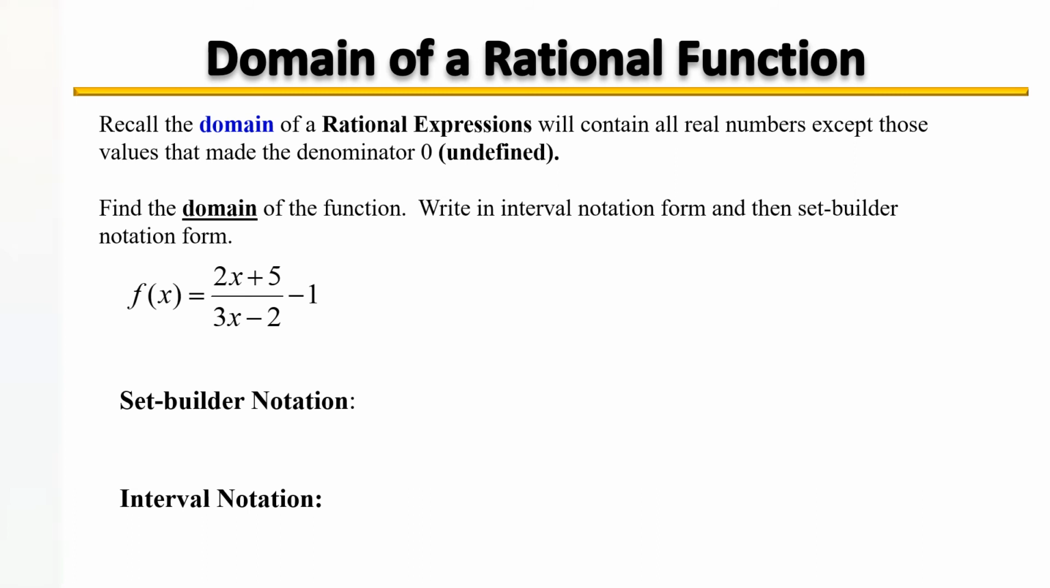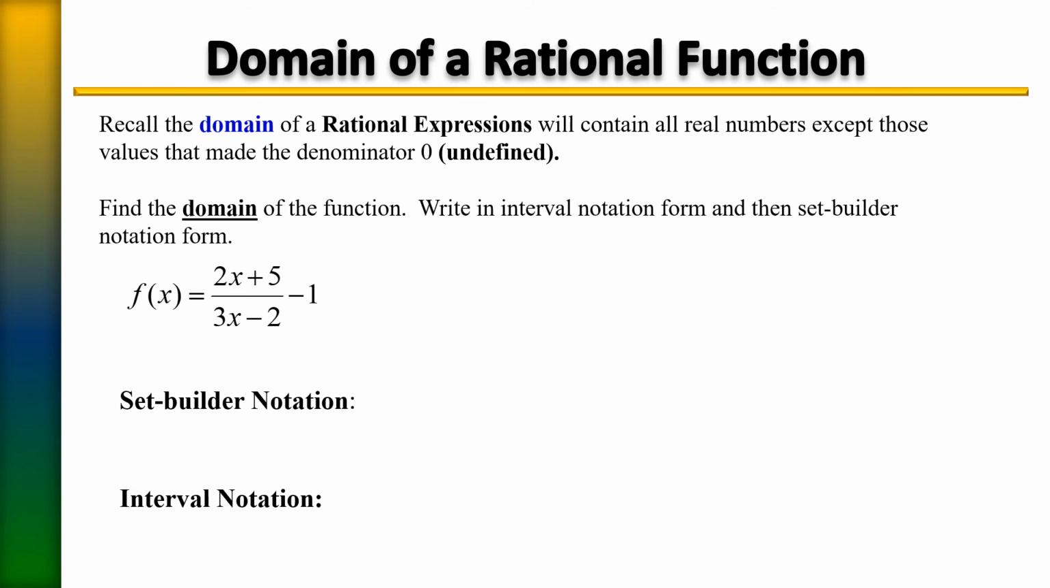In this example, we're asked to find the domain of the rational function and write our answer in interval notation form and in set builder notation form. So recall that to find the domain, all we have to do is simply take the denominator and set it equal to 0 and solve for x. And whatever values of x is, those are the numbers that are excluded from the domain. Because remember, with rational functions, the denominator cannot be 0, so that is why you must set the denominator equal to 0 so that you can find out which values are excluded from the domain.